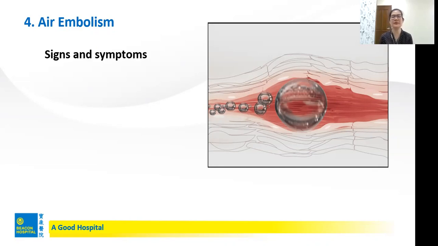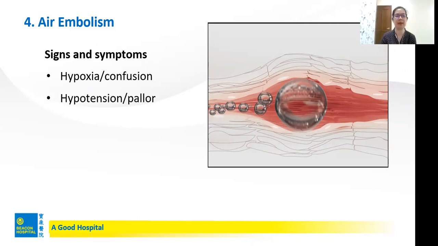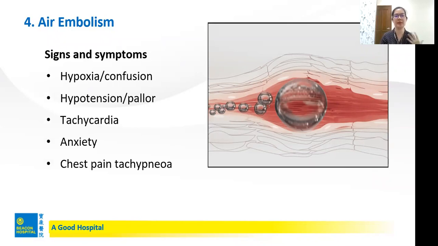So all are the possibilities of how you allow air to enter into your CVAD and the air starts to travel in your bloodstream. Okay, what are the signs and symptoms when air embolism has already occurred? The patient might have symptoms like hypoxia, confusion, hypotension, pallor, tachycardia, anxiety, chest pain, tachypnea, and unresponsiveness. Okay, it depends on where the air embolism block happened in the end.